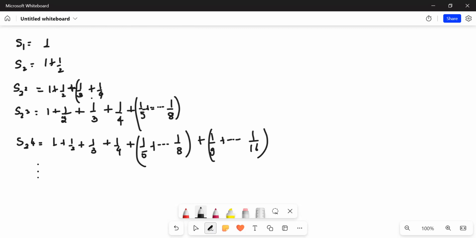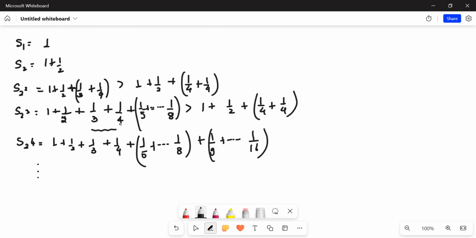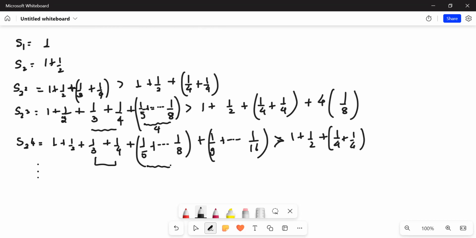One observation is quite clear: 1 plus 1 by 2 is greater than 1 plus 1 by 2. The idea behind it is that 1 by 3 plus 1 by 4 would be greater than 1 by 4 plus 1 by 4. And these are how many terms? These are 4 terms here: 1 by 5, 1 by 6, 1 by 7, 1 by 8. So it would be greater than 4 times 1 by 8. This particular bracket is greater than 4 times 1 by 8, and thus it is greater than 1 by 2.